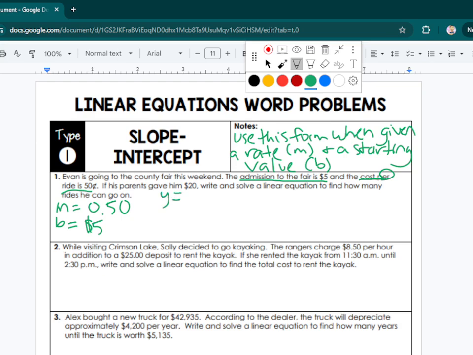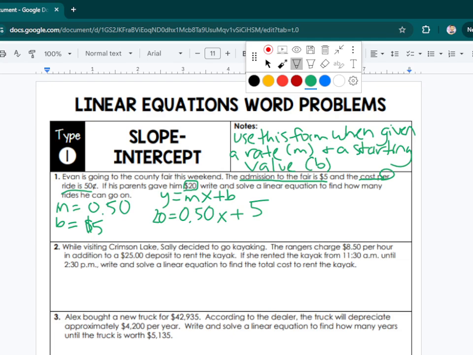So y equals mx plus b is going to be our format for these ones. y is our total cost. In this case, we max out at $20, so we can substitute in 20 for y. We've already said that m is 0.50. x will stay the same because that is talking about the number of rides. So remember, it's cost per ride is 50 cents. Because the cost is the slope, per ride must be the variable. And then plus that $5 for the admission fee.